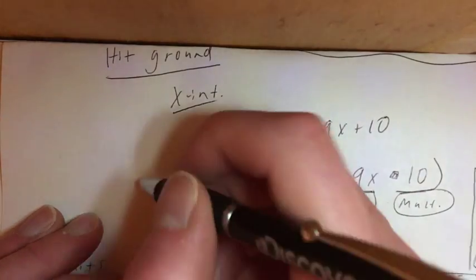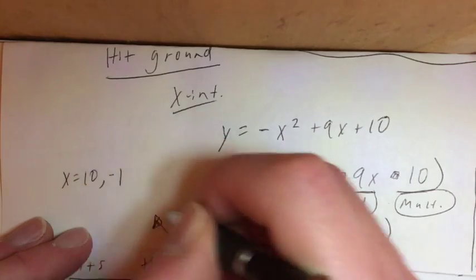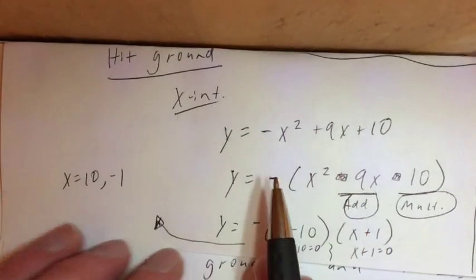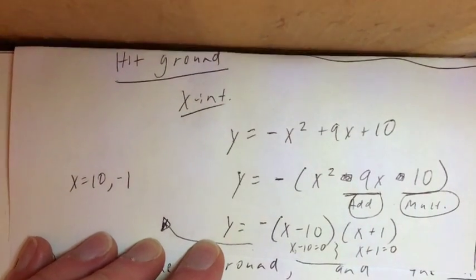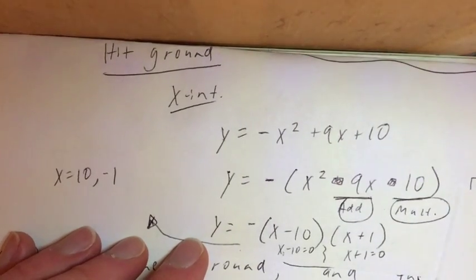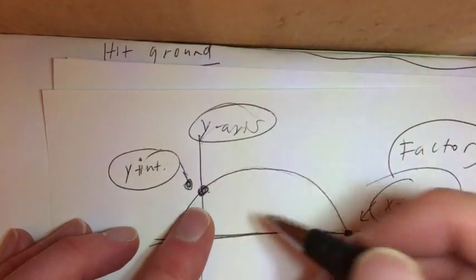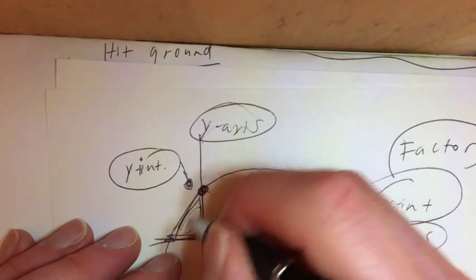So one of our x-intercepts will be at +10, and the other will be at -1. All right? Now the question asked is when Ali hits the ground. My suggestion is to look at your graph and think about how this would actually look in real life. If someone launched off of a ramp, this is my ramp right here.